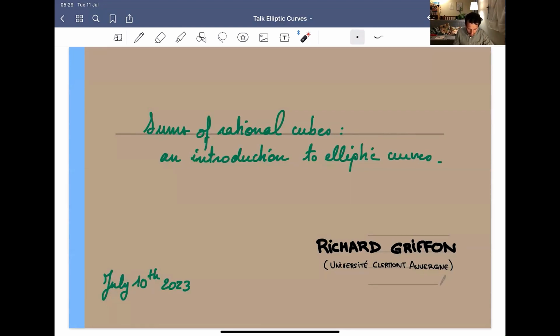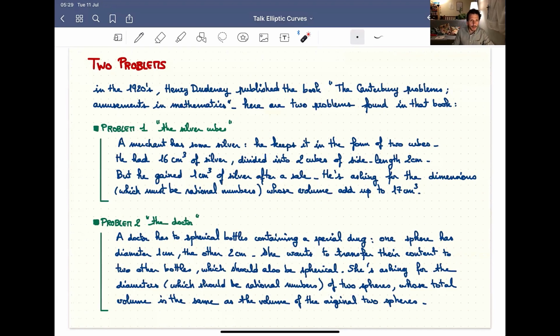Right, so let's go. I'm going to start by describing two problems, which you can find in a very old book published in the 1920s by Henry Dudeney. This book is called The Canterbury Puzzles, Amusements in Mathematics. It's a small book with tons of recreational mathematics problems.